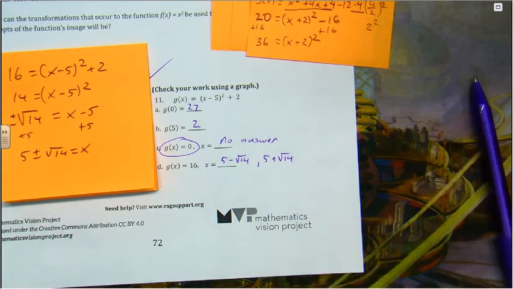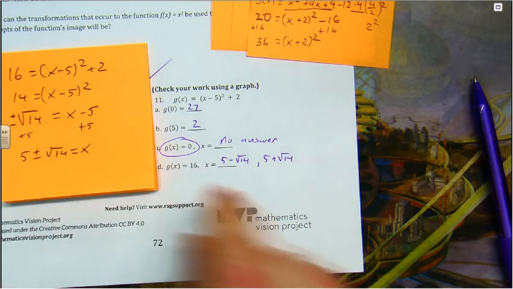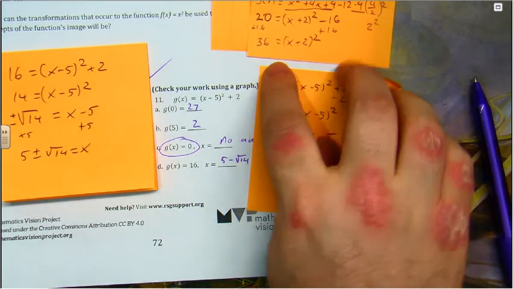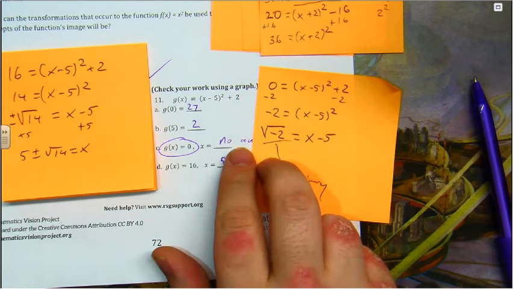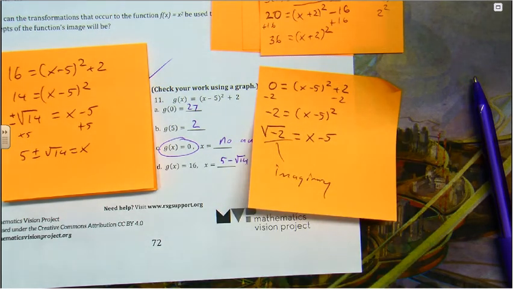All right, team. That's what we need to do for these. Remember, if you end up with the square root of a negative number, like so, that means we're going to have no answer, because we can't take the square root of a negative number, because no number times itself will become a negative number.